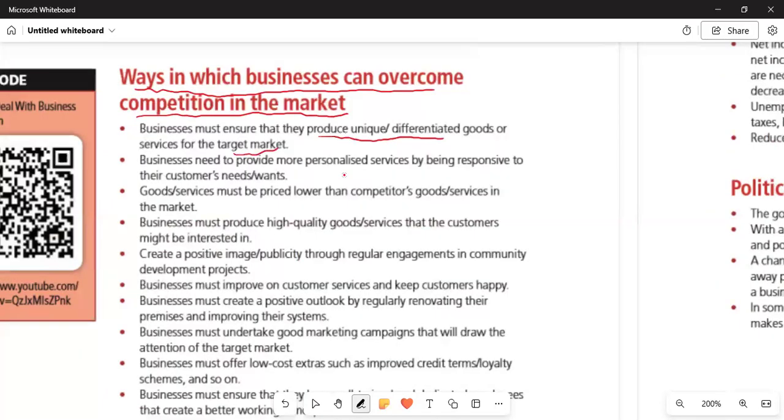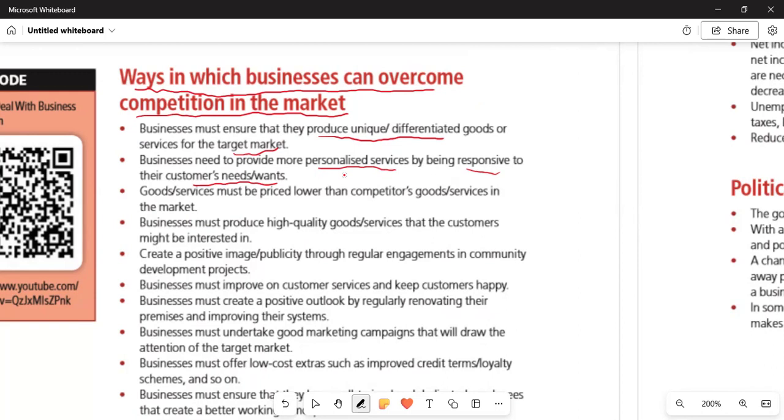So for you to win the competitive advantage, you differentiate your business from your competitors by trying to be unique, by making sure that your products are different from your competitors, providing goods which are of high quality. Business needs to provide the most personalized services by being responsive to customers' needs and wants. So try by all means to attend to the needs and problems of your target market.